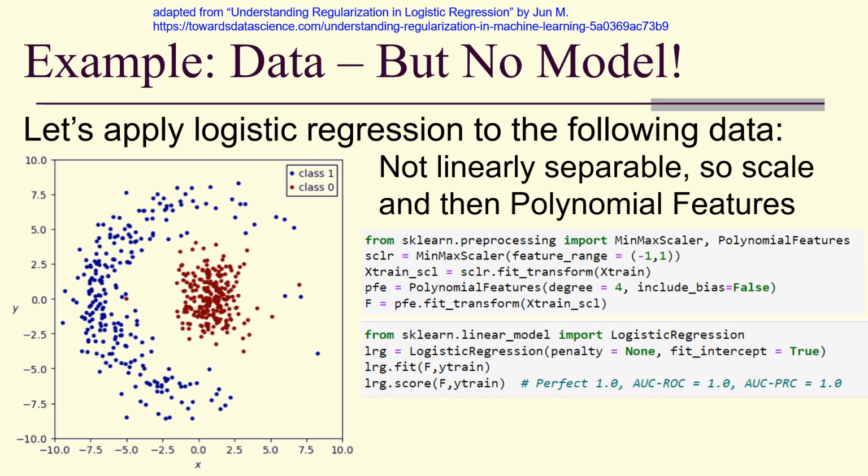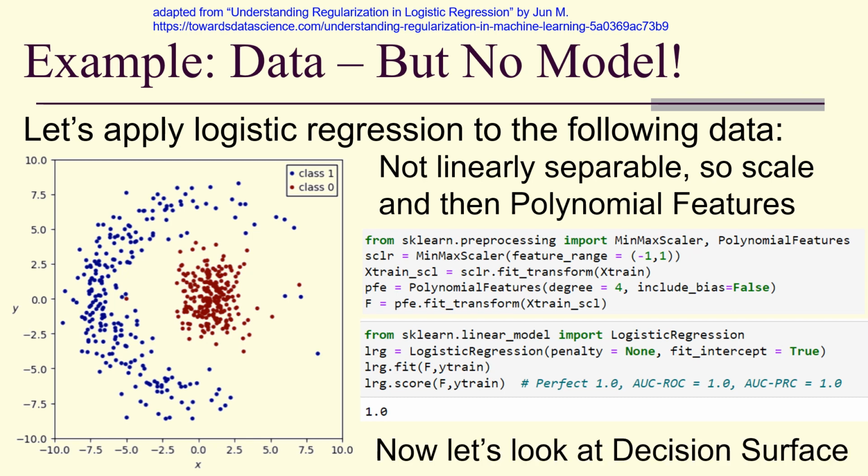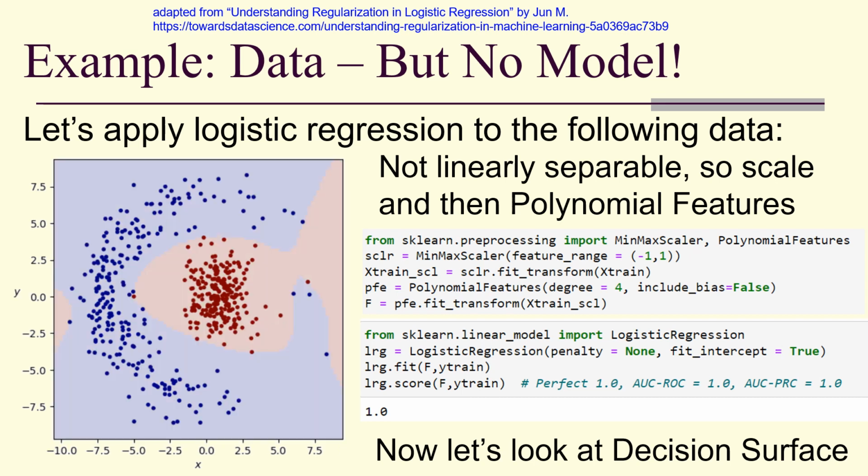So here is my logistic regression, and guess what? It's perfect. Everything's perfect. The area under the curve is perfect. The area under the precision recall curve is perfect. The confusion matrix is perfect. The accuracy is perfect. Everything is 1.0. But let's look at the decision surface, because this perfection is not evidence of a great model. It's evidence that we overfit the data.